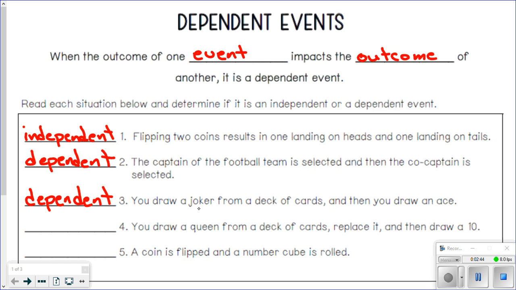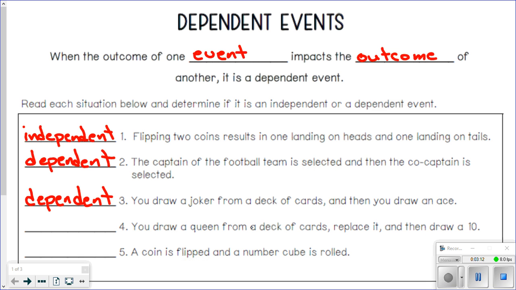One of the big tests for dependent versus independent is whether or not you replace what you took the first time. If you went back and watched my lesson on independent events, you'll notice every time you pick something, you put it back in before you draw again. So if you were to draw a joker and then put it back in the deck of cards before you drew another card, then that would be independent. But since you kept this card out, now there are fewer cards in the deck, so that's going to affect your probability of drawing an ace.